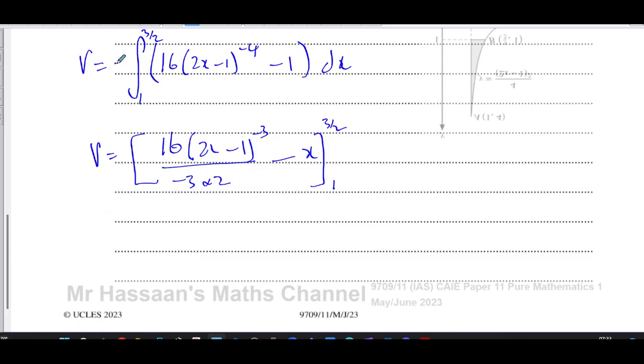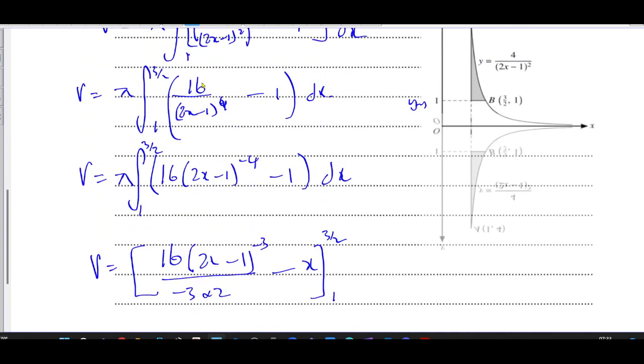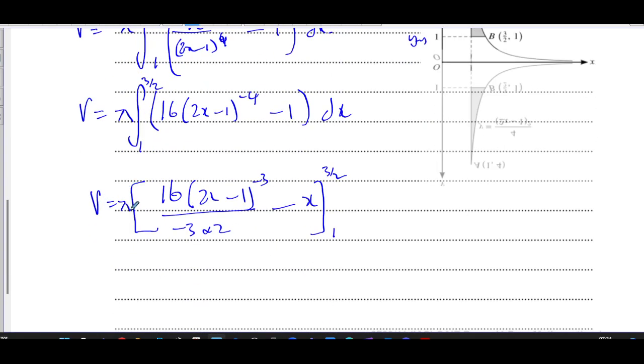So don't forget the pi. Very important. If you forget the pi, you're going to have problems. So you're going to have 16 over minus 6, and it's going to be negative. So negative, that's going to be 8 over 3 times 2x.